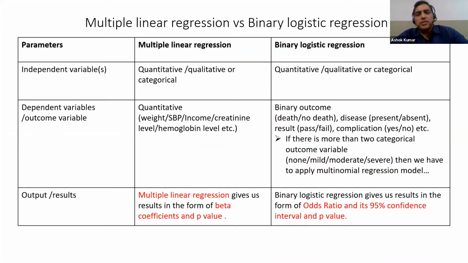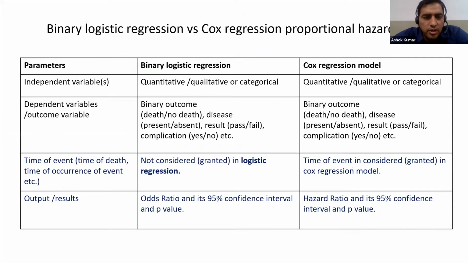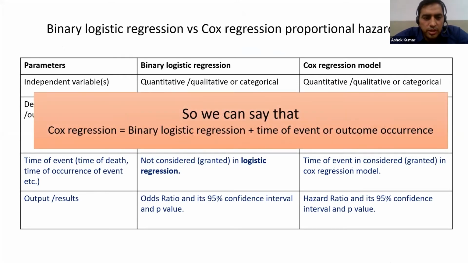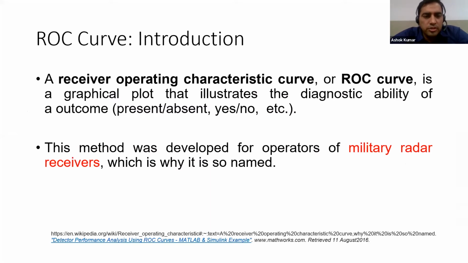Then multiple linear regression versus binary logistic regression, which we discussed yesterday. Now binary logistic regression versus Cox regression, the proportional hazard model. We know that Cox regression is equal to binary logistic regression plus the time of event or outcome occurrence. You have to remember this.